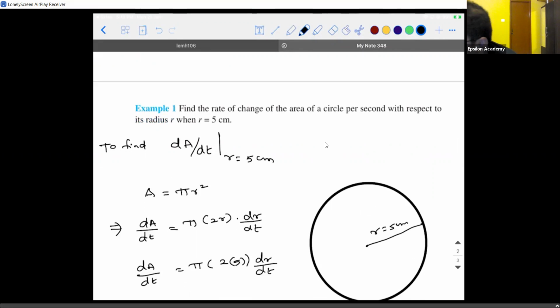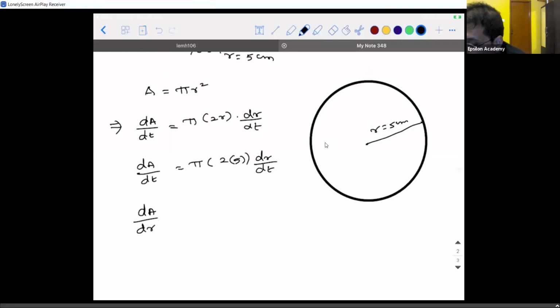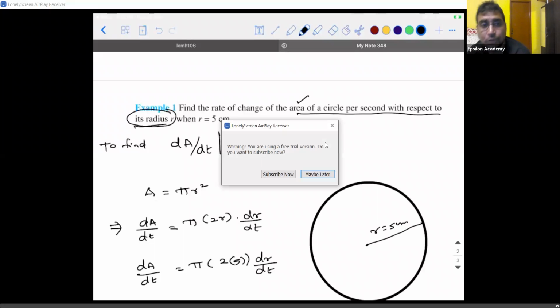So let me read that. Find the rate of change of area of a circle per second with respect to its radius r. So actually what they're asking is dA by dr. I'm sorry, I read the question wrongly. Okay, I'll repeat it. Find the change of area of a circle per second with respect to its radius. So change of area with respect to r is what they are asking.